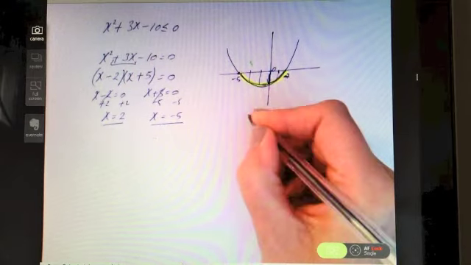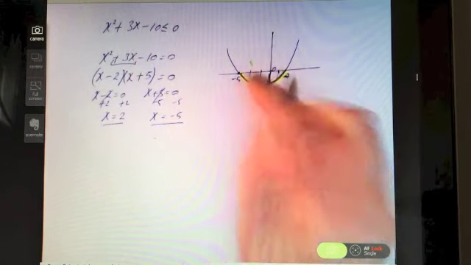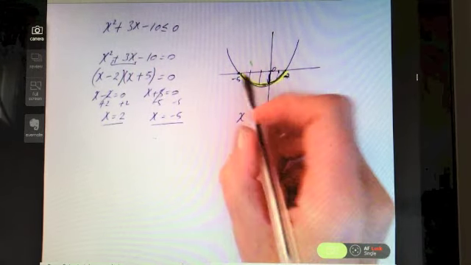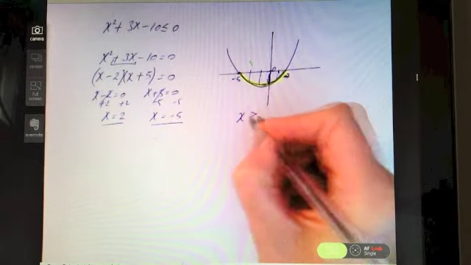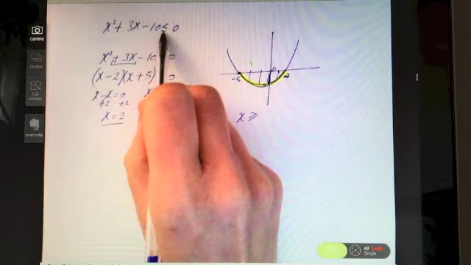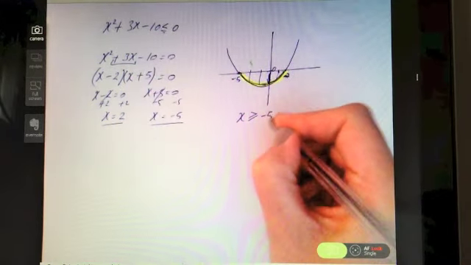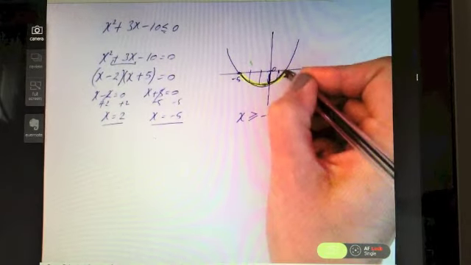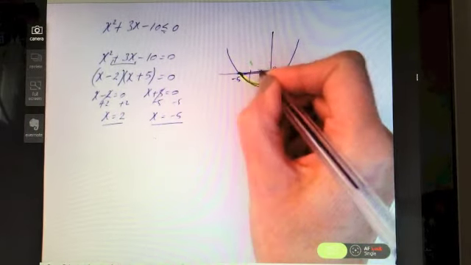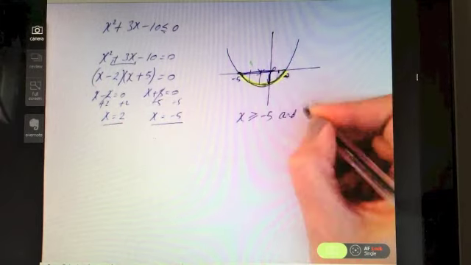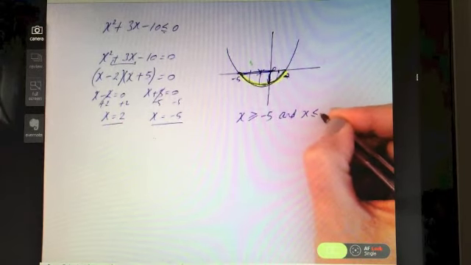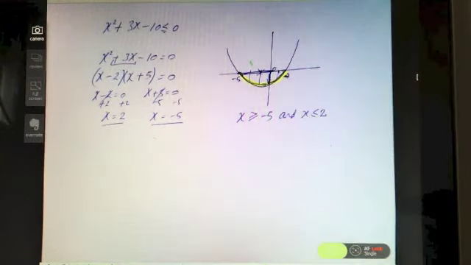So from the graph I can see it has got to be in between the roots, therefore greater than or equal to, we'll follow the lead here, minus 5, and these values here less than or equal to 2.